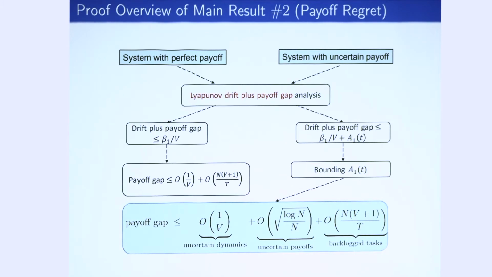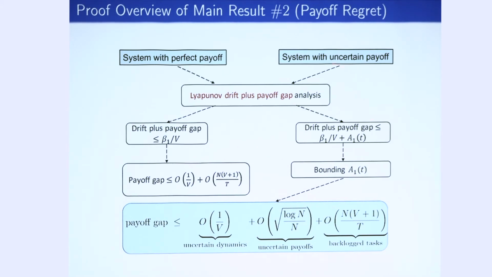For the perfect payoff, we apply this Lyapunov drift plus payoff gap analysis. In particular, we are able to show the drift plus payoff gap is roughly bounded by 1 over v. From there, we can conclude the payoff gap is bounded by 1 over v, plus a second term that captures the backlogged clients in the system.